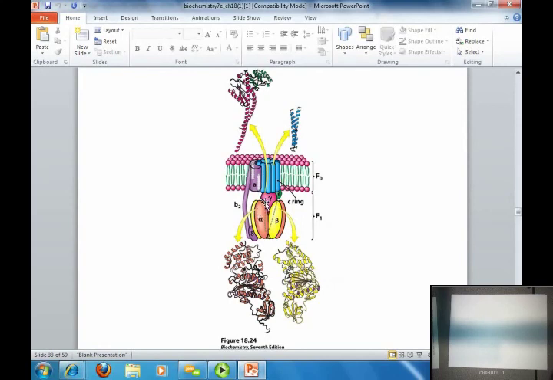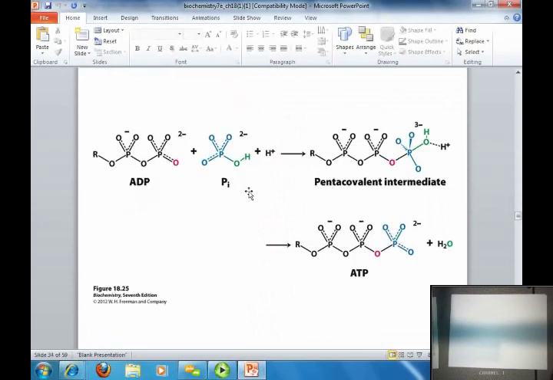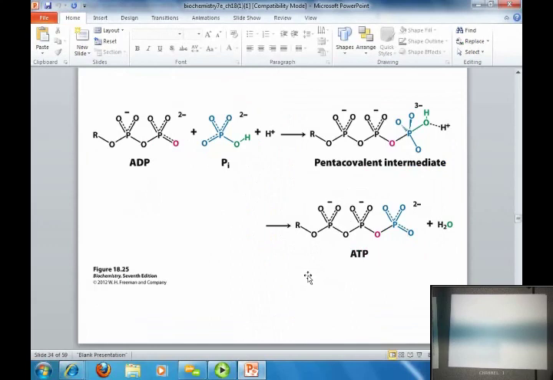This is the complex of the ATPase enzyme, which is present in the inner mitochondrial membrane. F1 and F0. The F1 is present inside the matrix, and F0 is present in between the membrane. Okay. ADP plus Pi, pentacovalent intermediate, and ATP. This is the ATP synthesis mechanism.